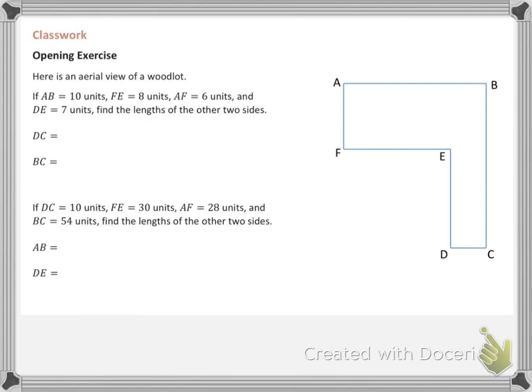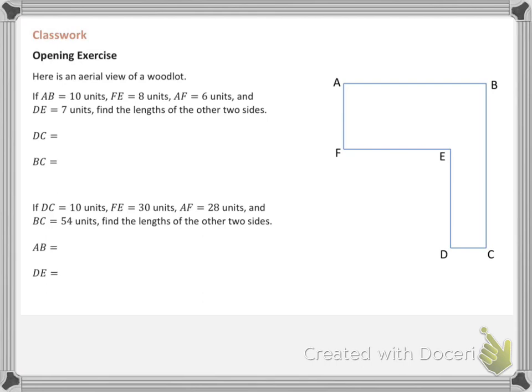All right, today we are finding the area of composite figures, and we're going to start with the opening exercise here from your lesson. This is an aerial view of a woodlot, so kind of like someone flew a drone over top of the woodlot. You can look straight down on it, and you see this shape. So what we have is some distances that they gave us, and I'm going to write those in so that we can find the distances that are missing and then calculate the area using a couple of different techniques.